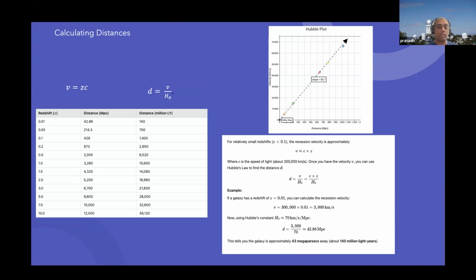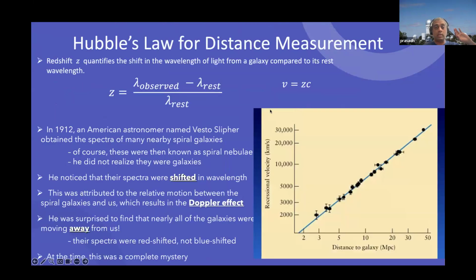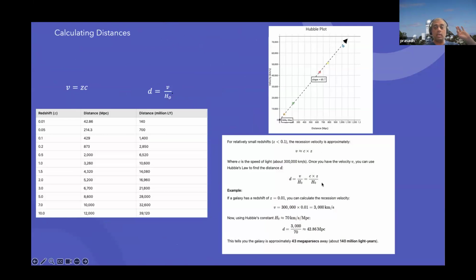A more simple way is you take the spectrum of a galaxy and see how much a particular wavelength is shifted. And then you go to this particular equation right here, calculate the redshift value, multiply it by the velocity of light, and find the recessional velocity. And if you know the recessional velocity, I have a sample calculation here. You take the recessional velocity and divide it by the Hubble constant to find the distance.